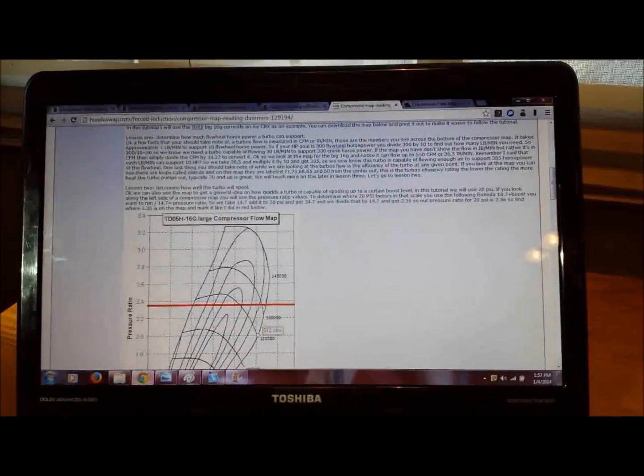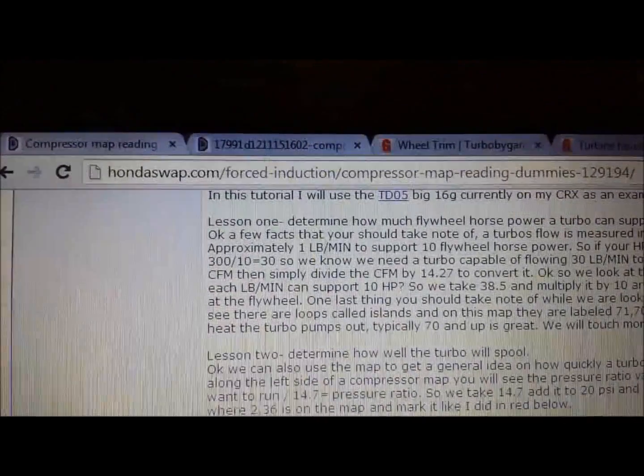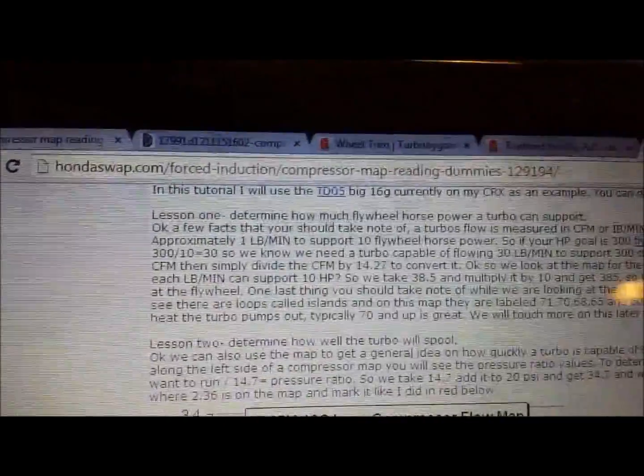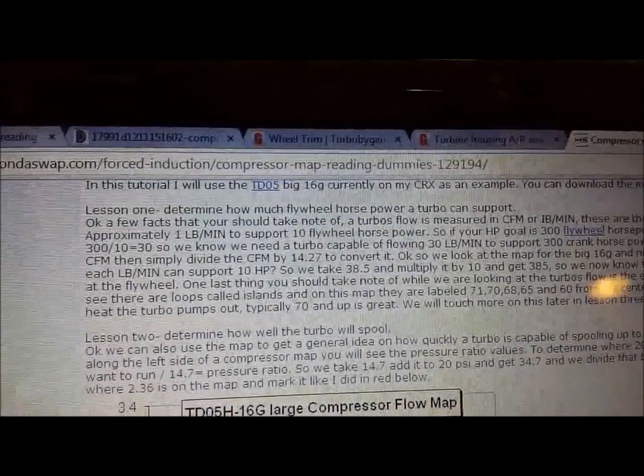To make this easier to follow, and so you understand what I'm rambling on about, you should probably go to Google and type in either "compressor map reading for dummies", or go to this website here, which will come up in Google when you type that in. It's hondaswap.com/forced-induction/compressor-map-reading-dummies. But just Google searching "compressor map reading for dummies" and then going to the Honda Swap one when it comes up will be my tutorial that I wrote back in 2008.